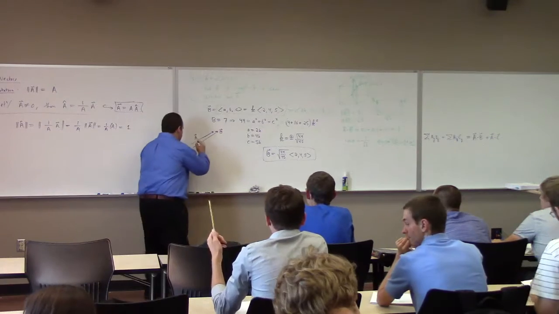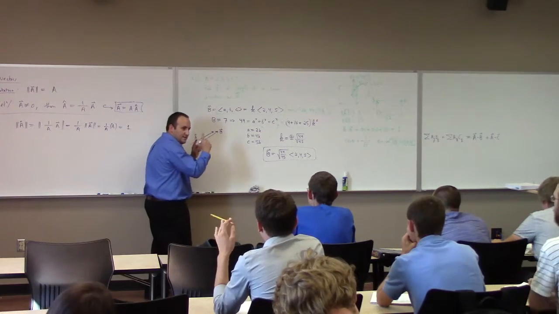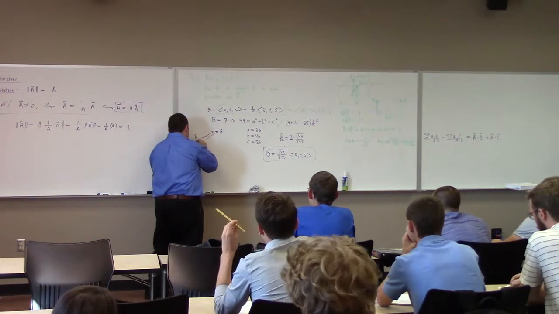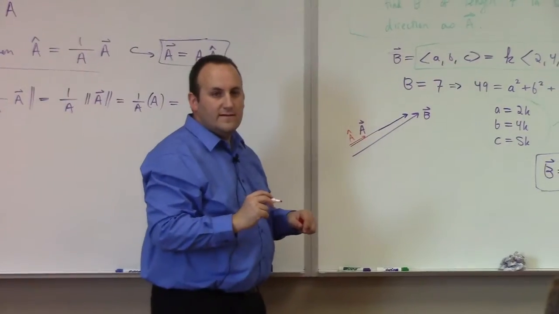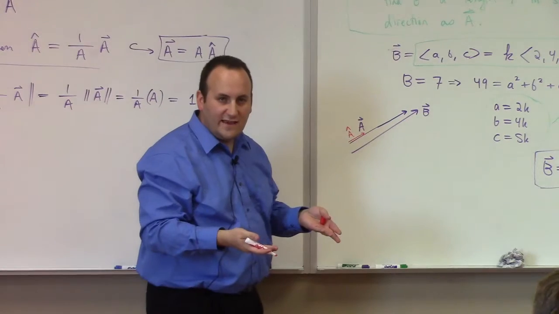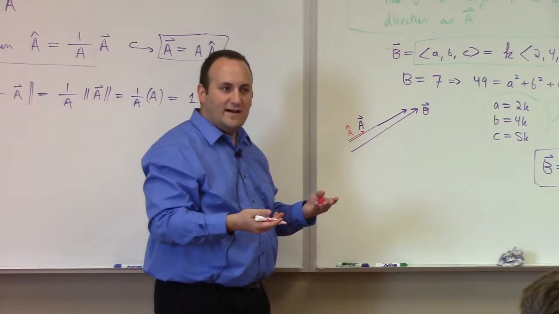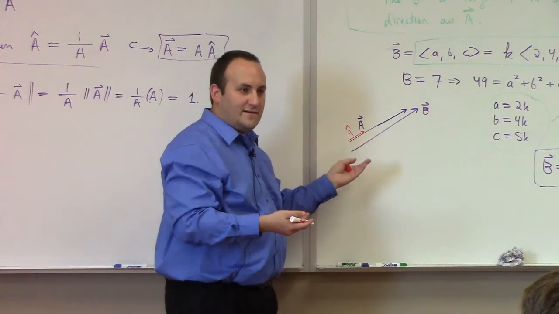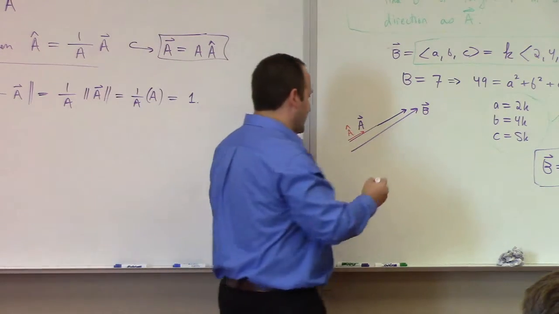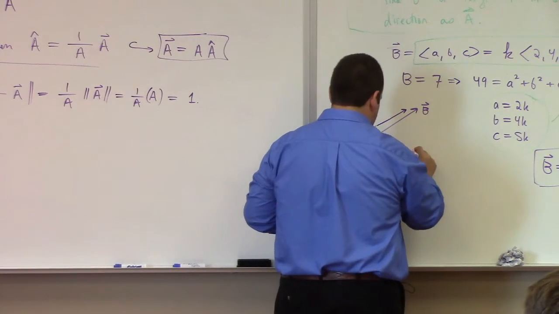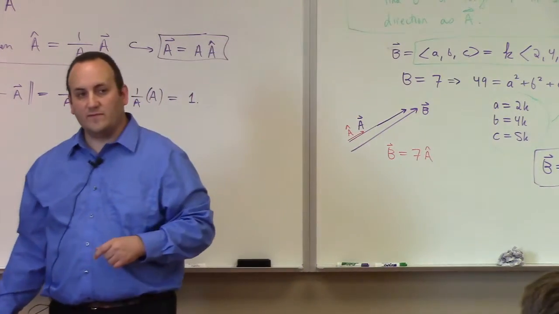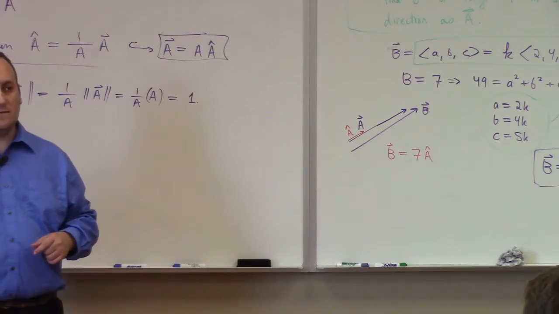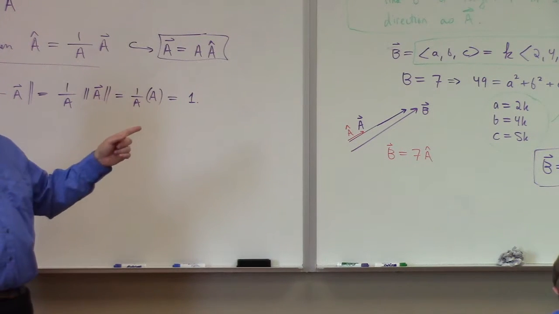So here's what I do. Geometrically, what I think about is A has a little A hat right here. So to get a vector in the same direction as A of length 7, I just need 7 of those. Ka-chunk, ka-chunk, ka-chunk, ka-chunk, ka-chunk. So the answer is B is equal to 7 A hat. Here's how you use unit vectors to solve problems that would otherwise take effort.